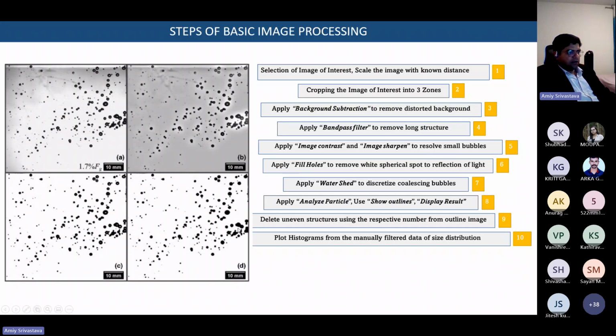Some bubbles are very close to each other, like they are joined. But we need the size of individual bubbles, so we have to apply watershed to the groups of bubbles, and after that we apply analyze particles, and we can find out the size of the bubbles. That was the basic image processing.